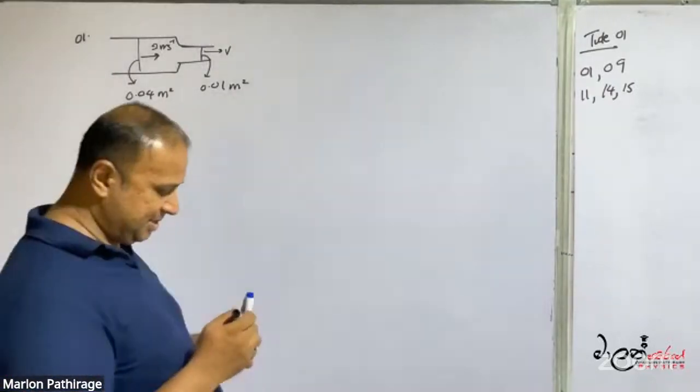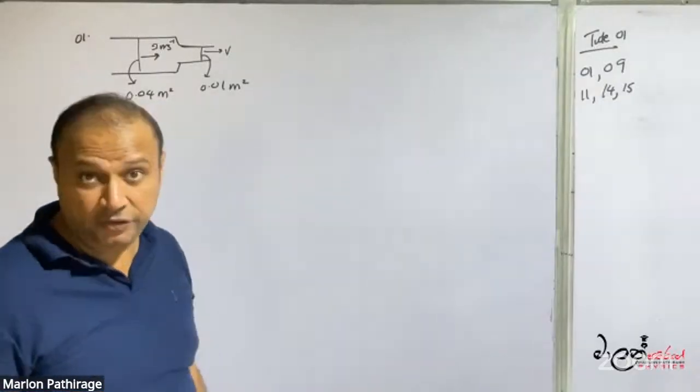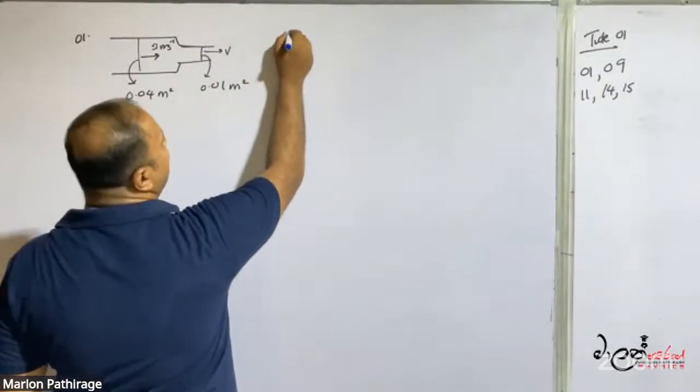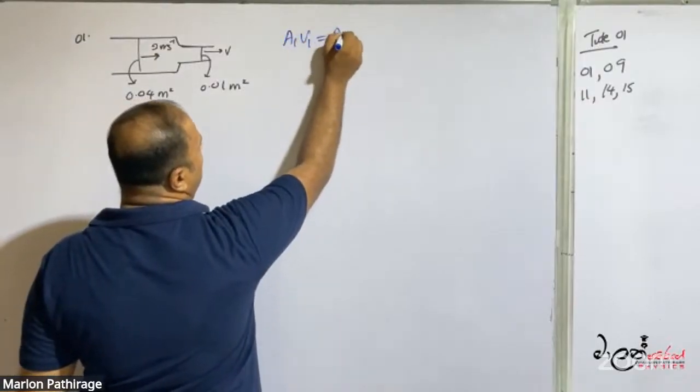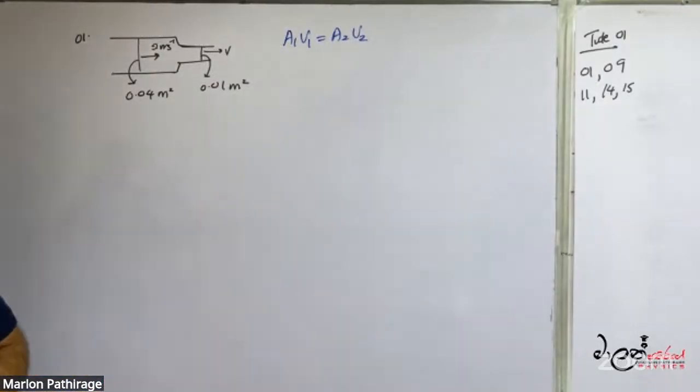Okay. Then we can use the equation of continuity. A1 V1 should be equal to A2 V2.